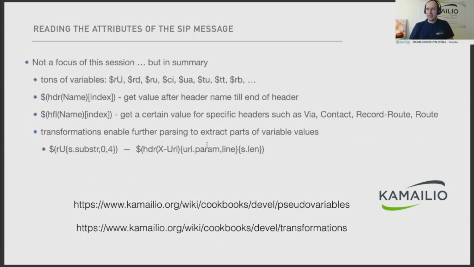I was not focusing at all on reading parts of the message. We have tons of variables, so this is only for reference. You have access to practically everything that is in the SIP message, either by dedicated variables, or if not, you have a transformation that lets you get the body of the header, and then you can extract values by offset or by delimiters and so on. We have a lot of flexibility here, but again, this was about updating the content, not reading the content of these variables.